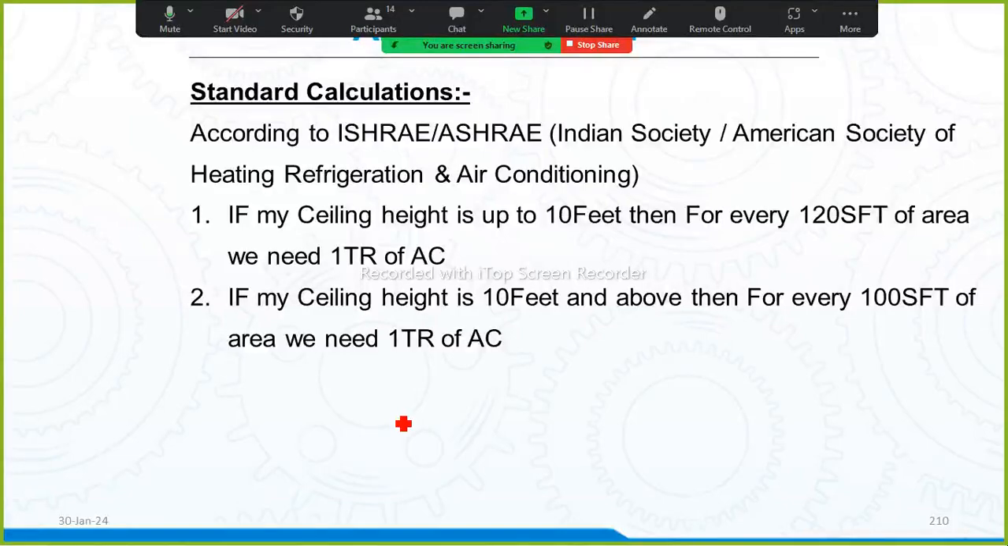What this is telling is, we have a ceiling height, right? If your ceiling height is up to 10 feet, then for every 120 square feet of area, we require 1 ton of AC. If your ceiling height is more than 10 feet, then for every 100 square feet of area, we require 1 ton of AC.